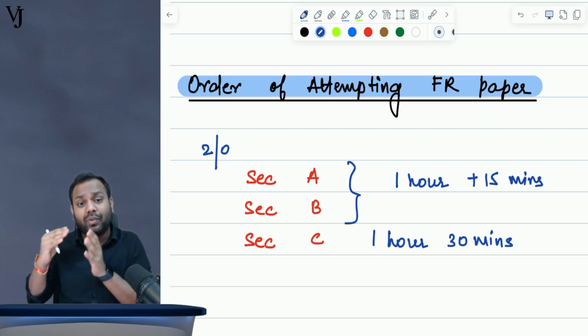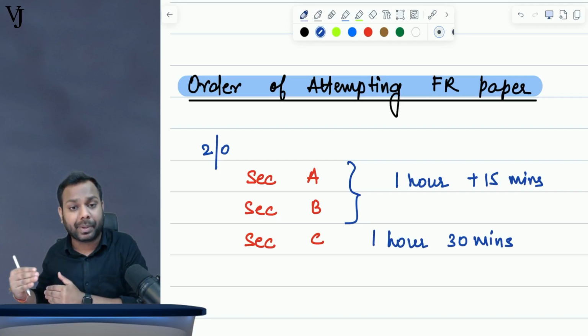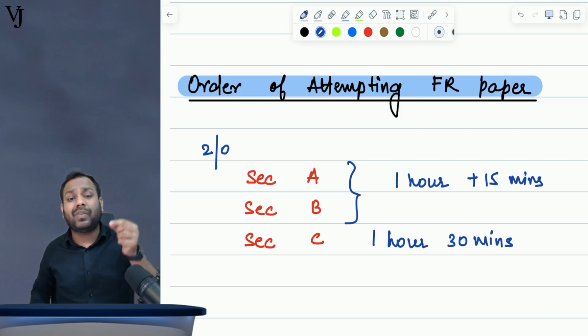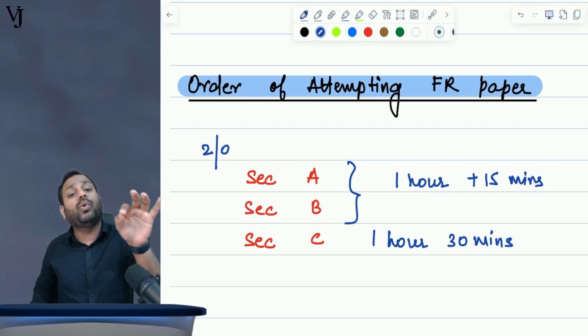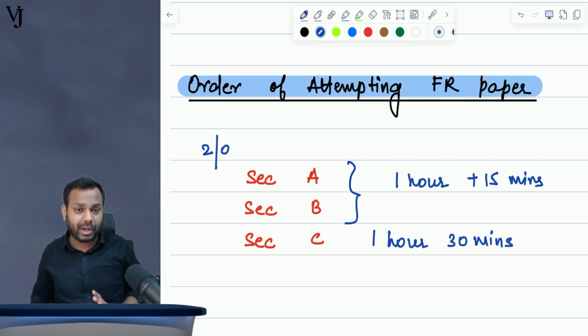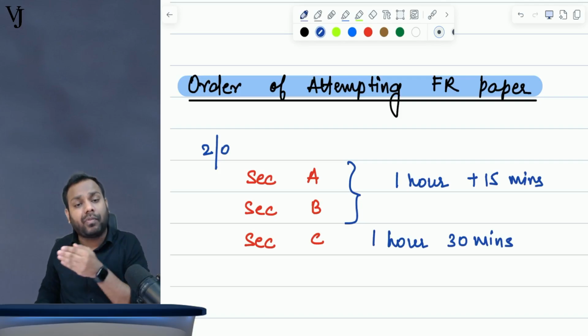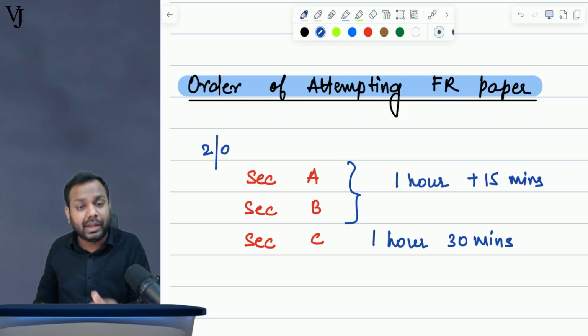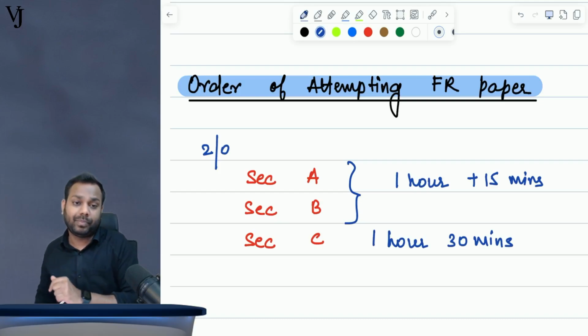Towards the end, we are rushing to complete the paper. In that time, attempt Section C. Why? In Section C, even if you make one mistake, the marks will be deducted only for that mistake, but you will still get the follow-on marks, because there is an own figure rule. Step marking is there. So then you attempt Section C.